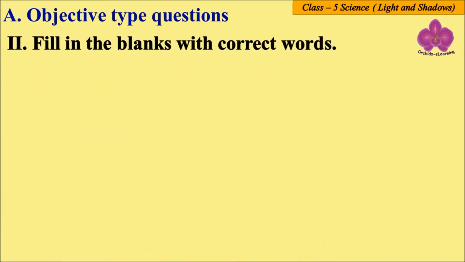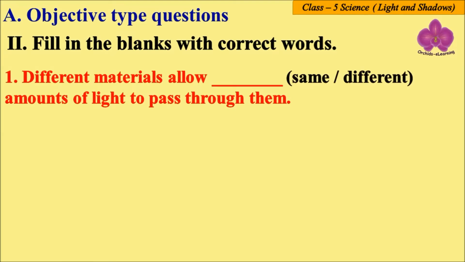Next question, fill in the blanks with correct words. In this, you will get two options. You need to select the correct word. Look at the first one. Different materials allow dash amounts of light to pass through them. The options are same or different. I repeat the question. Different materials allow dash amounts of light to pass through them. It is different.